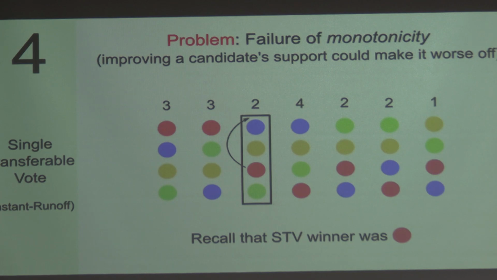Okay. So this very natural property, it's called monotonicity. Turns out STB does not satisfy it. So next time you're not happy with the president, you can do that.